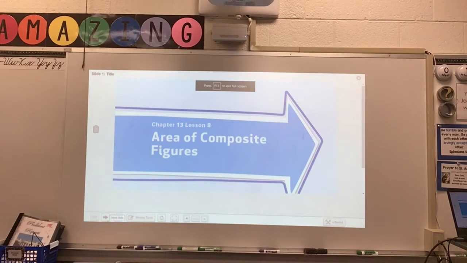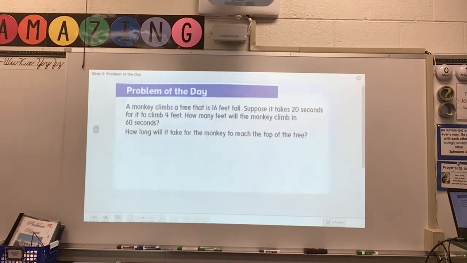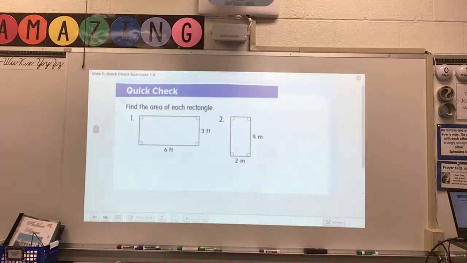So let's begin our lesson. This is area of composite figures. We're going to skip over the problem of the day. All right, so here we're going to find the area of the rectangle.